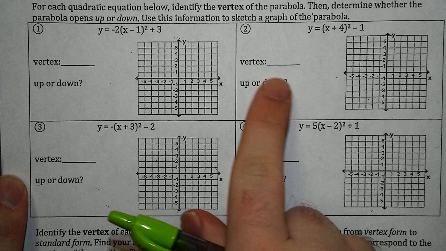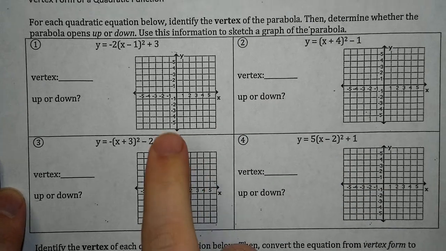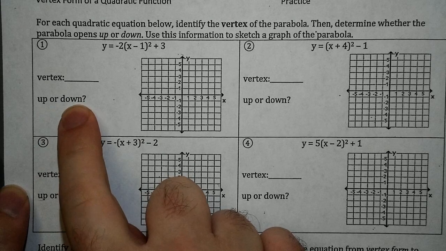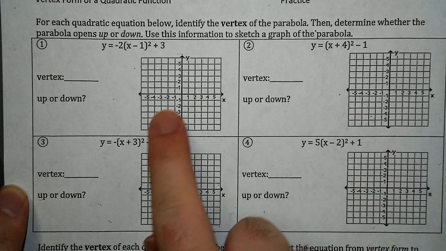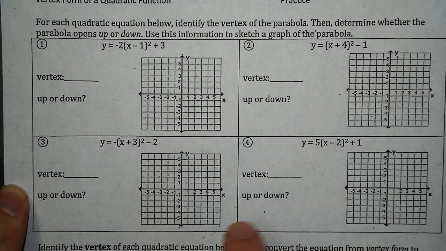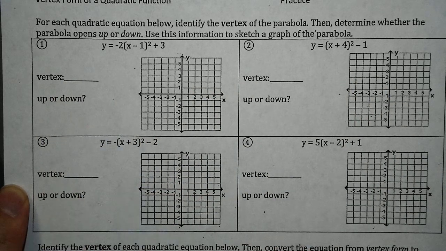Alright, your first 4 problems on your assignment are just like the first ones in the notes. You need to find the vertex, tell me if it's going to open up or down, and then sketch a graph for it. Okay, make sure to do all the parts. I do recommend printing this out so you don't have to copy the table, but if you need to copy, if you're doing this on notebook paper, at least do this part, okay? And then I'll try to give you points for the graph.